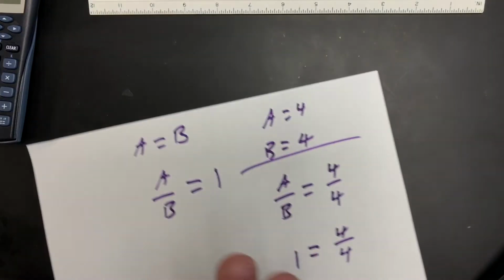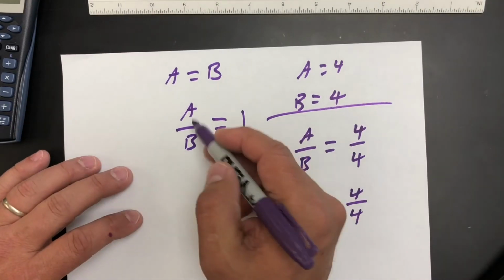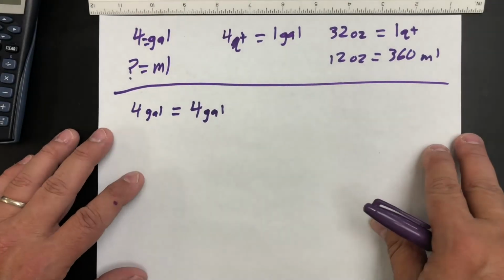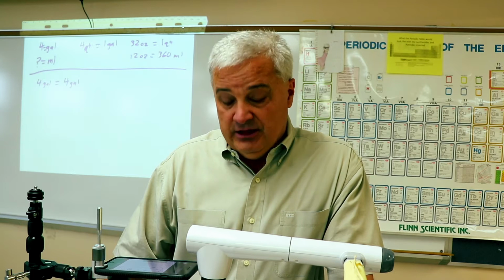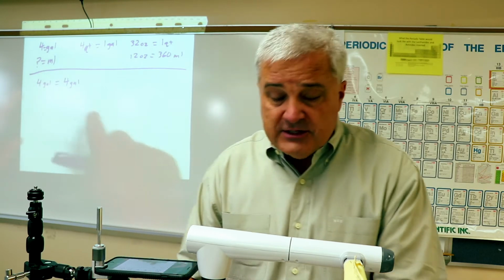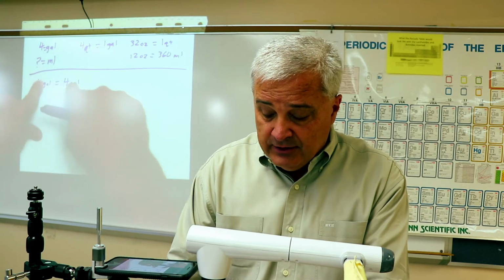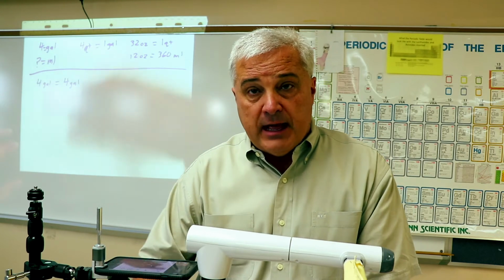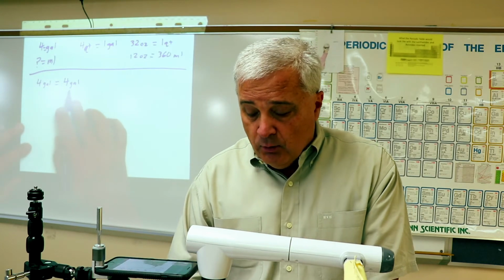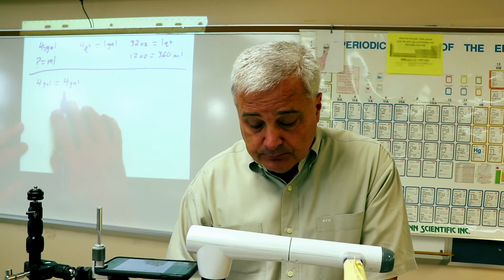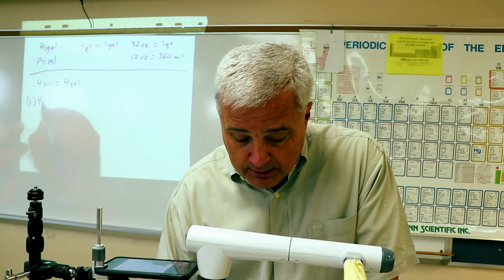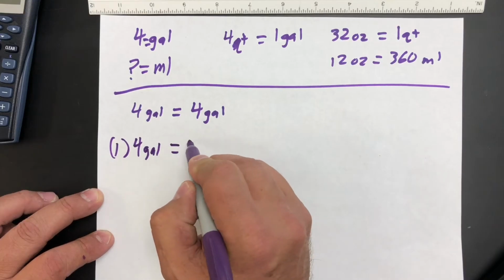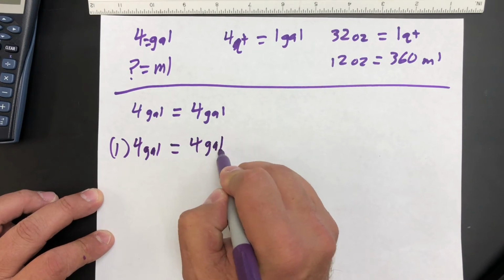So with this in mind, another mathematical concept says I can multiply anything by 1 and not change anything. So that's what we're going to do. That's the method we're going to use to convert gallons to milliliters: we're going to multiply by 1. And the first thing I'm going to do is put 1 times 4 gallons equals 4 gallons.